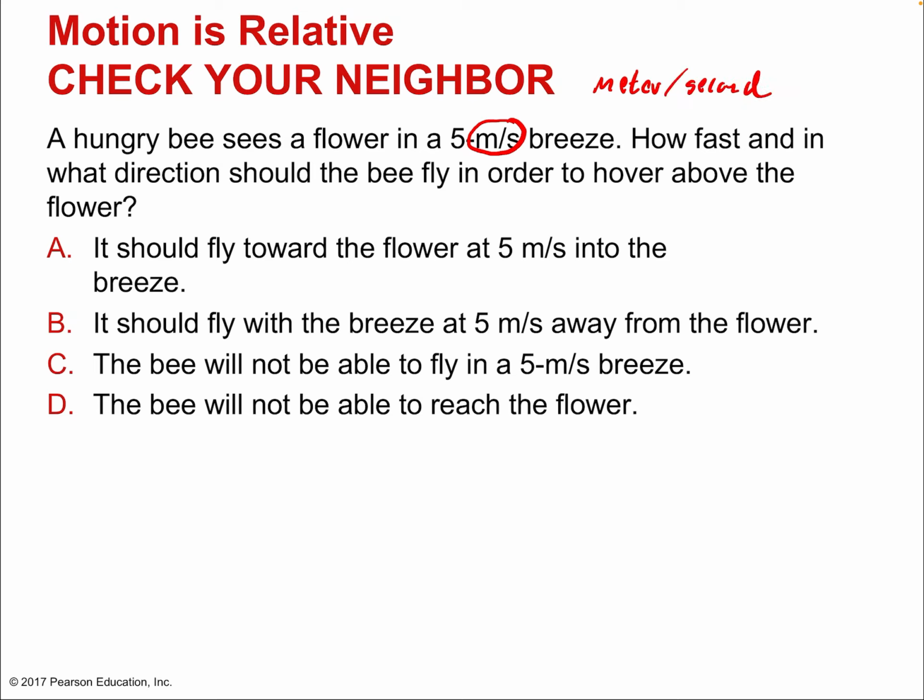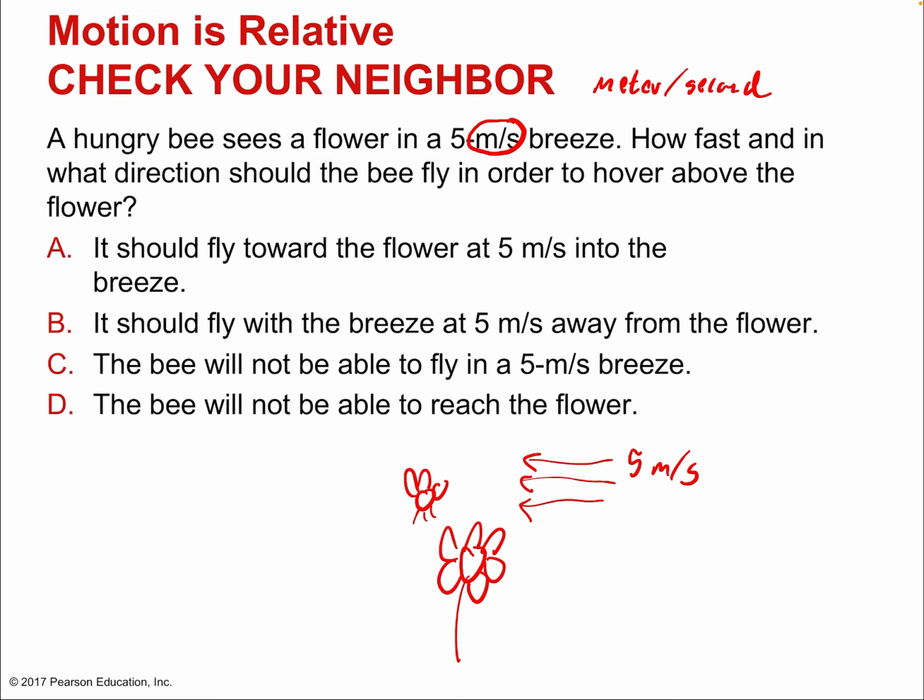Okay, so a 5 meter per second breeze. How fast and what direction should the bee fly in order to hover above the flower? Right, so the flower is over here, right? Our bee is right here, okay? The breeze is moving in this direction, blowing at 5 meters per second. How fast does the bee have to fly relative to the ground?